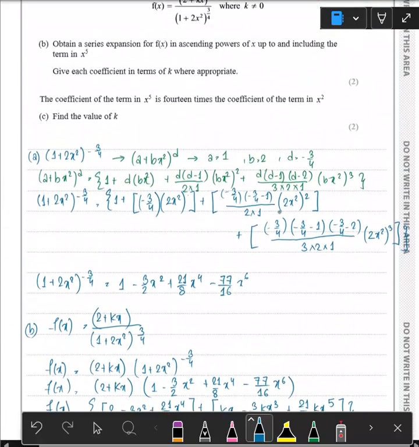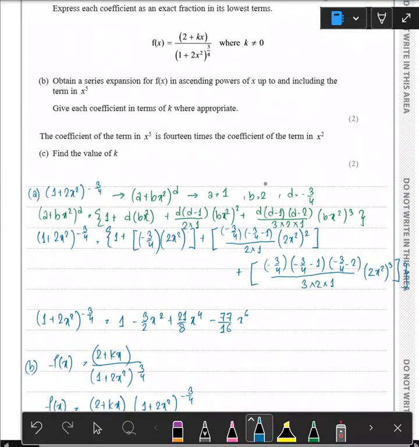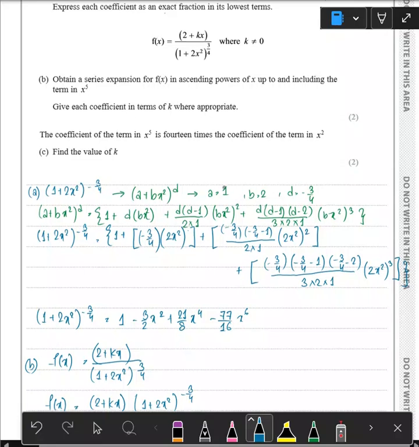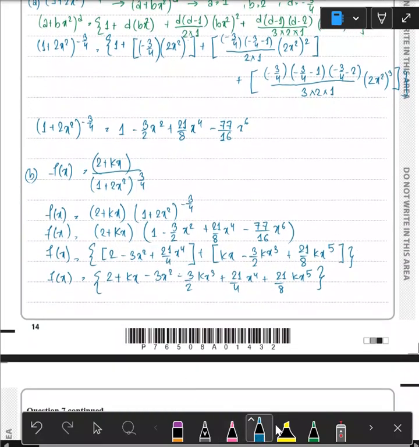Now this is the answer for part B of this question. We have given each coefficient in terms of k where appropriate. So for example, the coefficient of x is k, the coefficient of x squared is negative 3, the coefficient of x cubed is negative 3 by 2k, the coefficient of x to the power 4 is positive 21 by 4, and the coefficient of x to the power 5 is positive 21 by 8k.